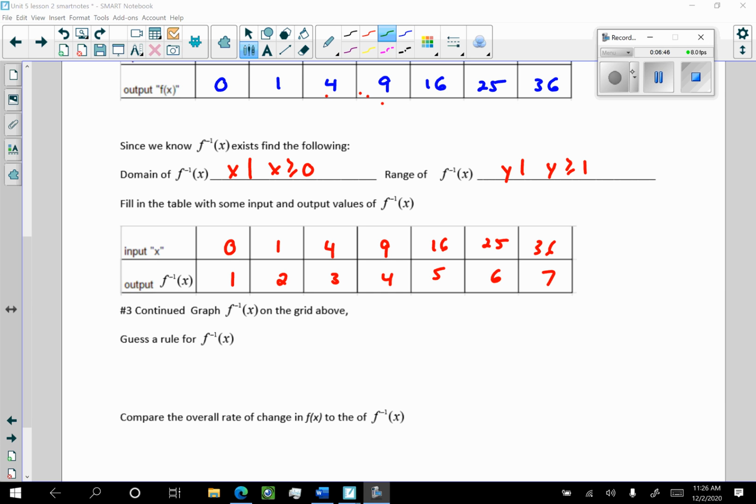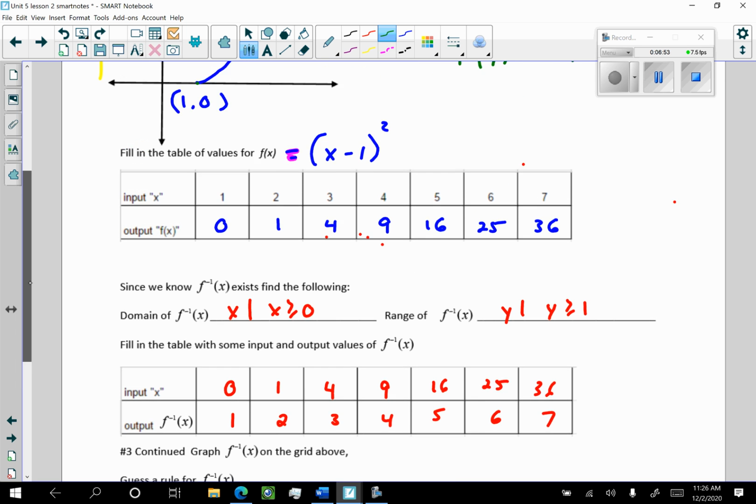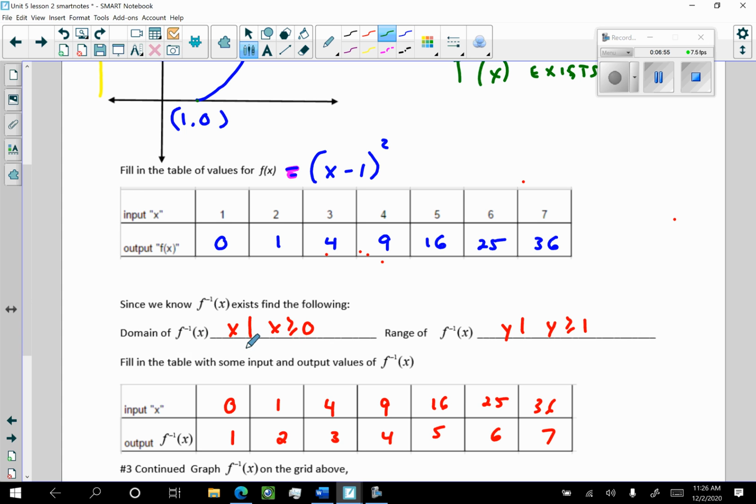and what have I filled out here? Here I have filled out the domain. What's the domain of the inverse? The domain of the inverse is the range. Let me zoom out a little bit so we can see that.